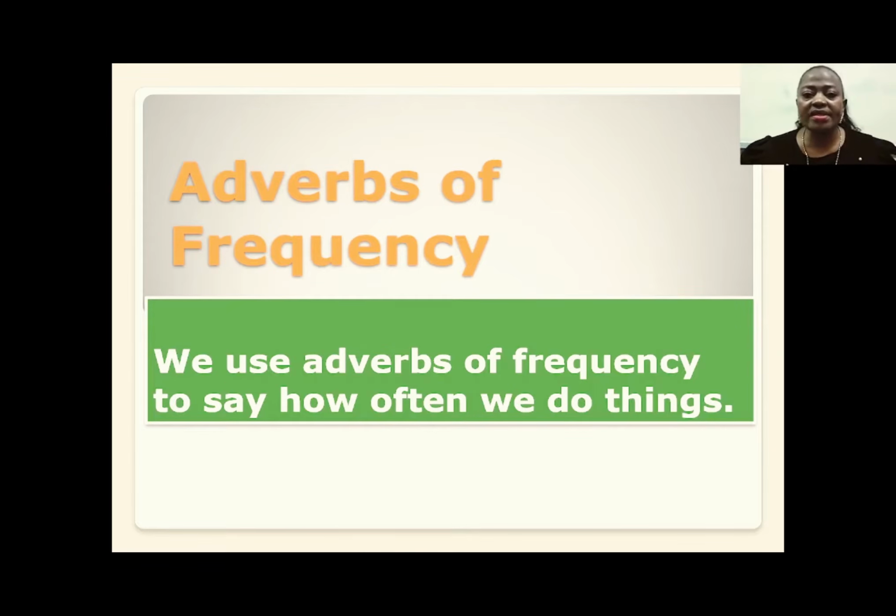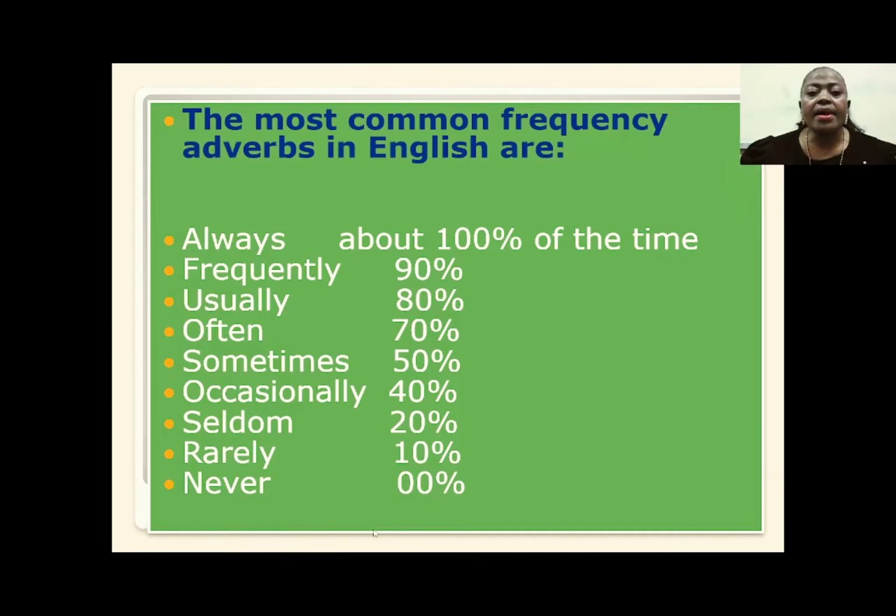We use adverbs of frequency to say how often we do things. And the most common frequency adverbs in English are always, frequently, usually, often, sometimes, occasionally, seldom, rarely, never. And if you look at the screen, you realize that we have different percentages, because since we are talking about how often something happens, we have different percentages.